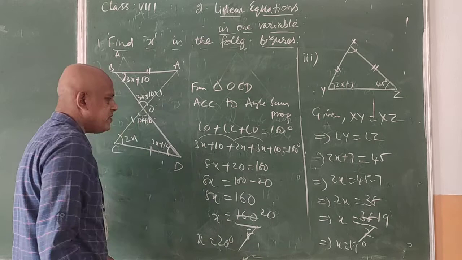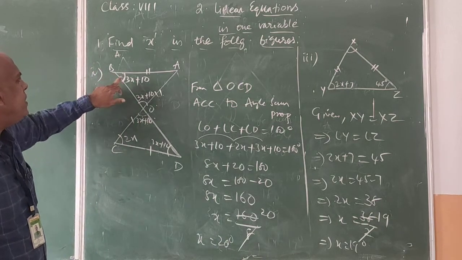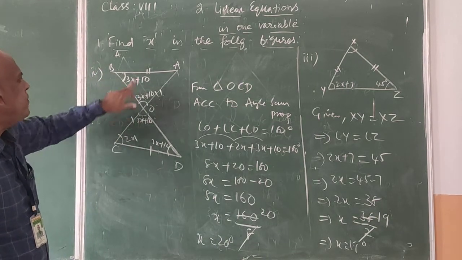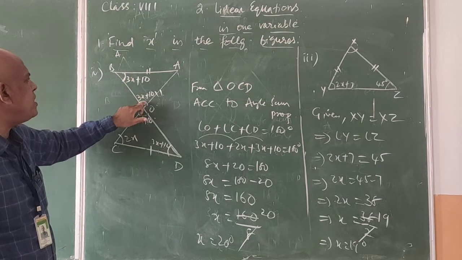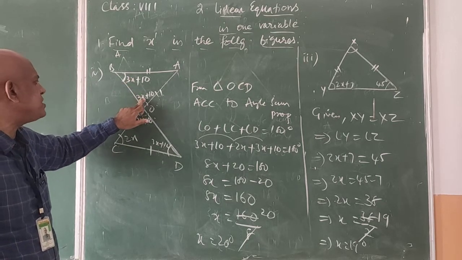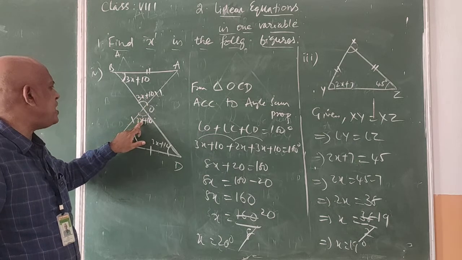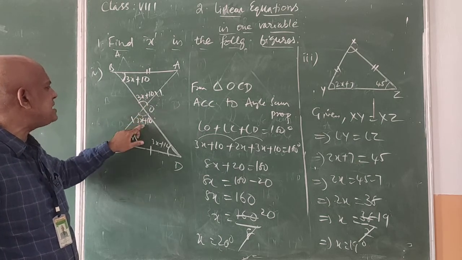Let us explain once again. Here they have given only 3x plus 10 and 2x. When two sides are equal, the angles opposite to them are equal. This is 3x plus 10, and this is also 3x plus 10, because vertically opposite angles are equal.